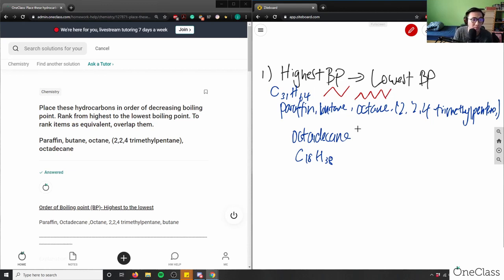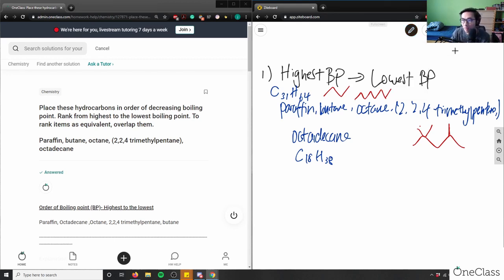And then 2,2,4-trimethylpentane. So I have a pentane here, and then I have a methyl on 2, and another methyl on 2, and then a methyl on 4 as well. So it's here: 1, 2, 3, 4, 5. So we have all these ones, and it's telling us to rank them from highest to lowest BP.